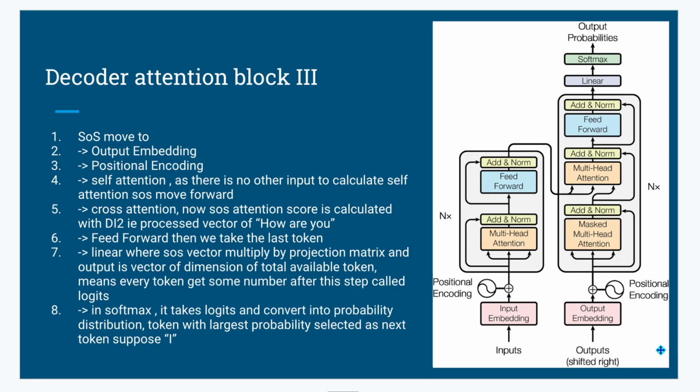Then here we get the answer: SOS, I am fine. Again we pass it through and it moves through as we have learned, and finally what it generates is EOS, end of sequence, and it shows that the process is going to stop when the model generates EOS, end of sequence.